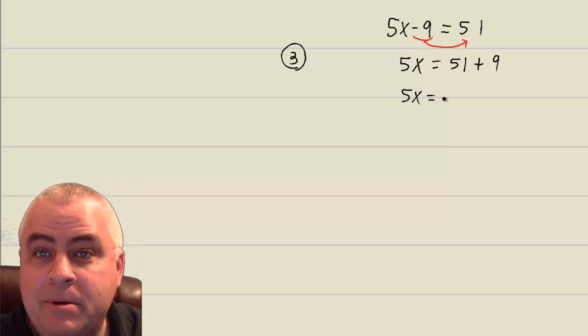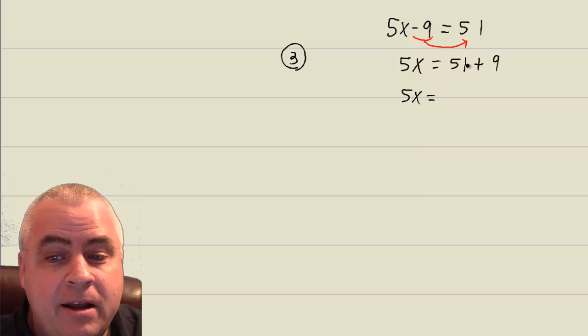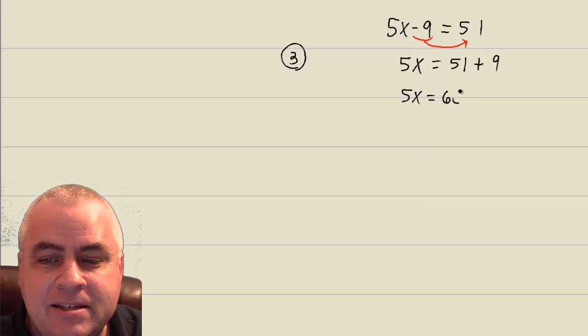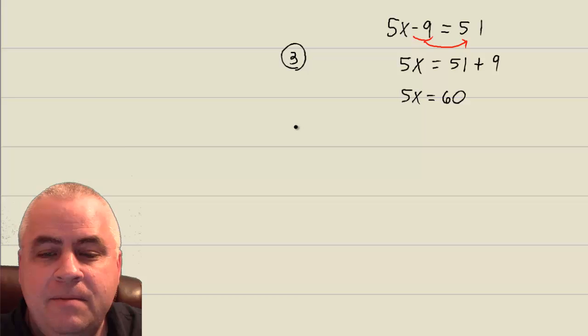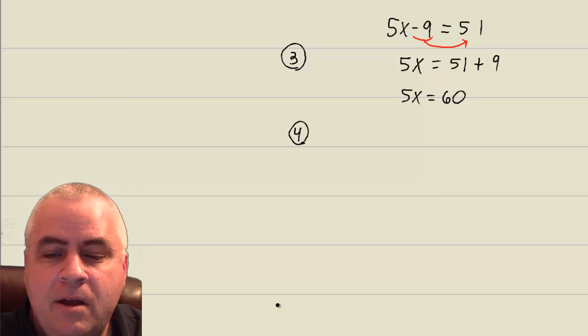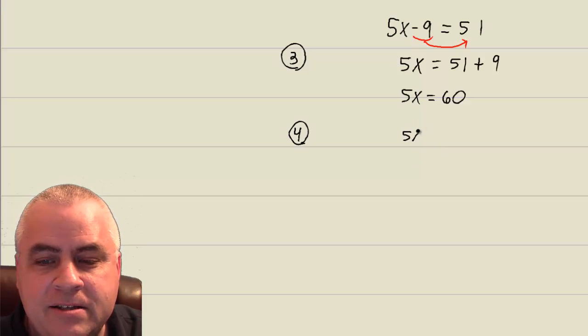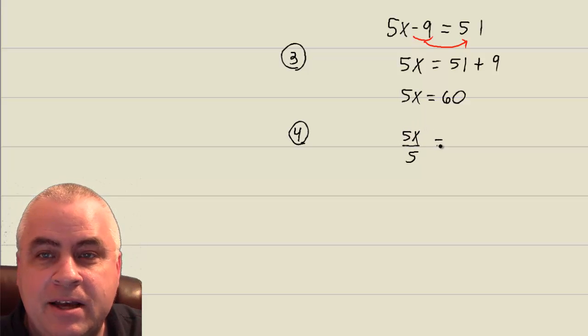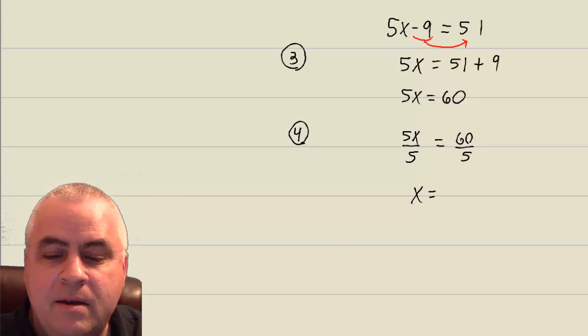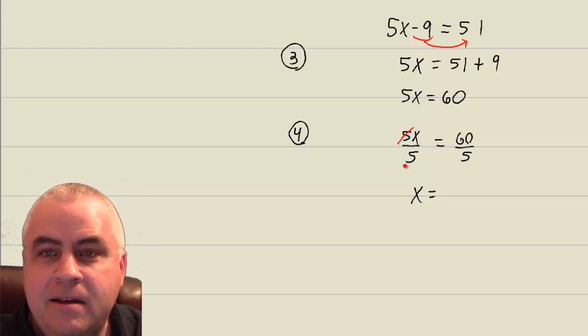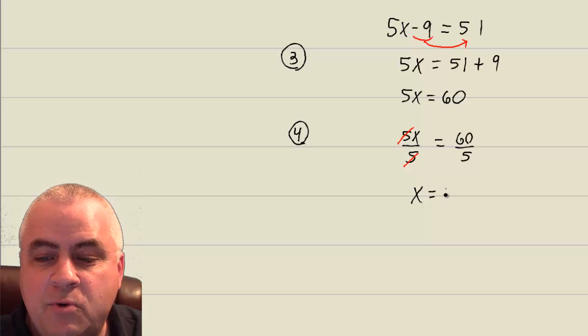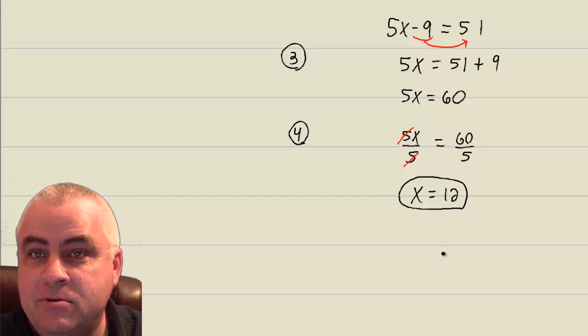Now our note up at the top says in any step combine together like terms, combine together numbers. 51 plus 9 is 60. And then step 4. We want to divide both sides by the number in front of our x. Well, the number in front of our x is a 5, so we'll divide both sides by 5. When we do that, these 5s are going to cancel, and 60 divided by 5 is going to give us 12. So our answer to this particular example is x equals 12.